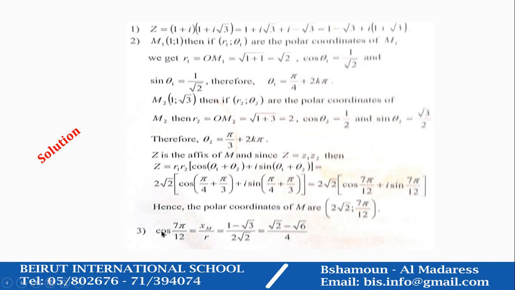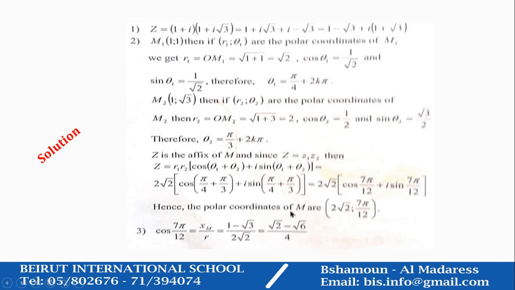To deduce cosine 7 pi over 12, it is the abscissa of M over the radius. The abscissa of M is 1 minus root 3, so cosine 7 pi over 12 is (1 minus root 3) over 2 root 2, which is this value.